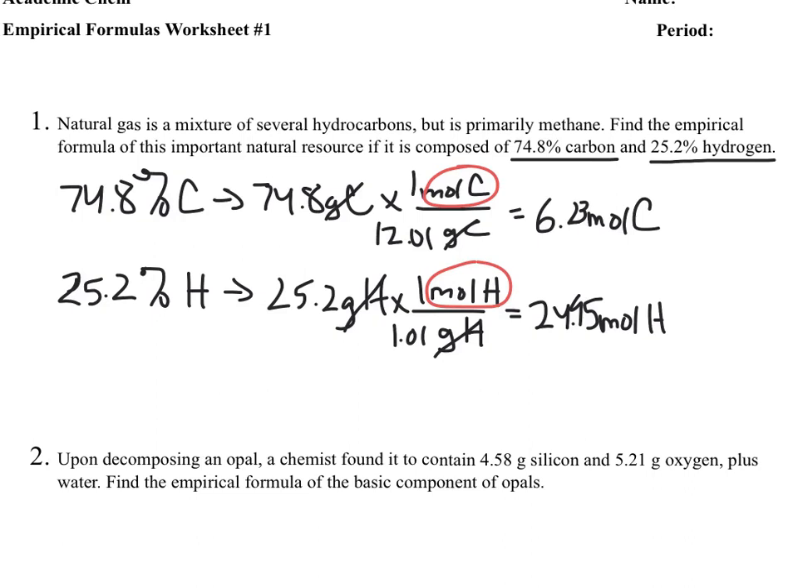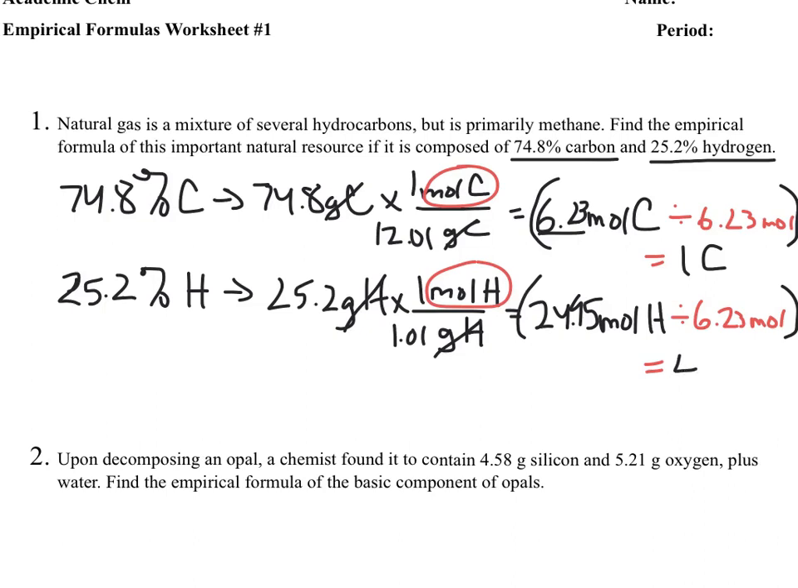Now, our next step is to divide all of them by the lowest amount of moles. In this case, the lowest amount is 6.23 moles. So we're going to divide by 6.23 moles on top and 6.23 moles on the bottom. 6.23 divided by 6.23 gives you 1 carbon, and 24.95 divided by 6.23 gives you 4.